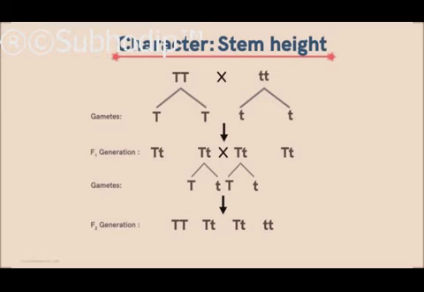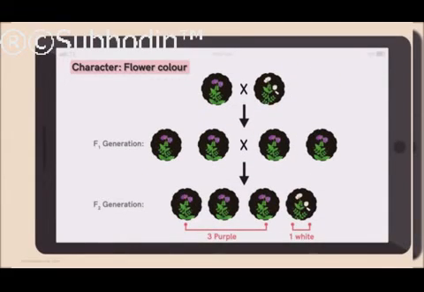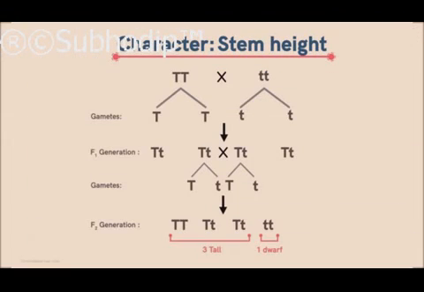Take a moment to go through this. So what we get is 3 tall plants and 1 dwarf plant. Isn't this the same ratio that Mendel obtained when flower color was considered as the character? Yes, it is. He had obtained 3 purple and 1 white flower in the F2 generation. Similarly, here we get 3 tall and 1 dwarf plant.